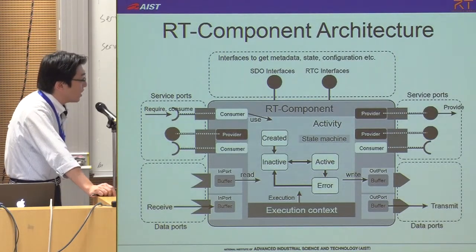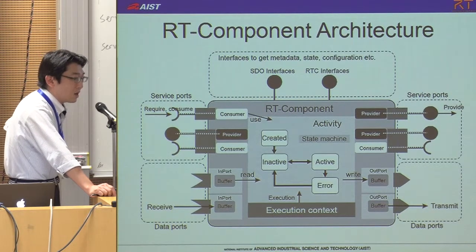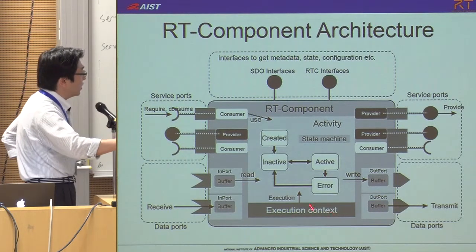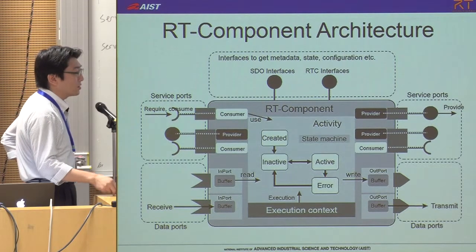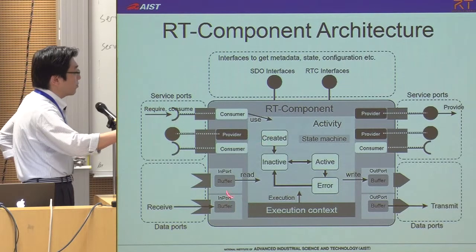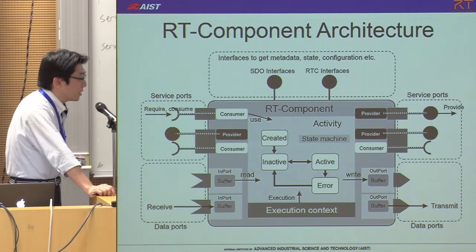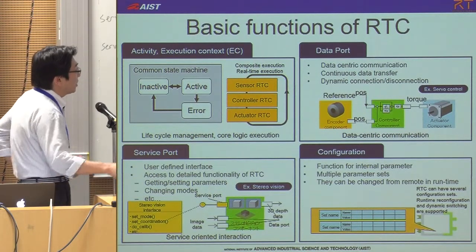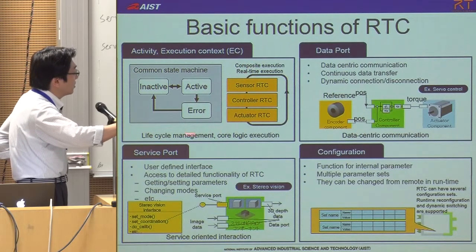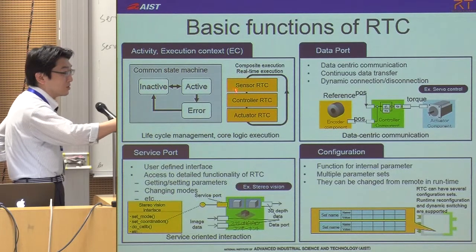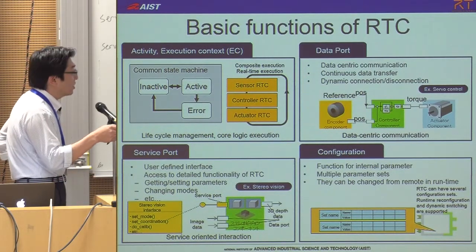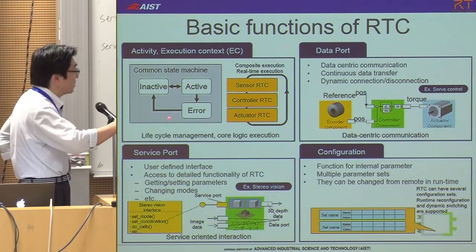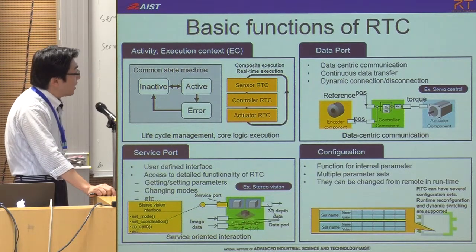This is the architecture of an RT component. The architecture is a little bit more complex than a ROS node, but this is a component body and some interfaces to control and manage the component inside. And a component has some ports to communicate with other components. These are the basic functions of RTC. At first, this is activity. Each component has a common state machine to manage its life cycle. So if you want to start up your robot system, you just activate all the components to the active state.